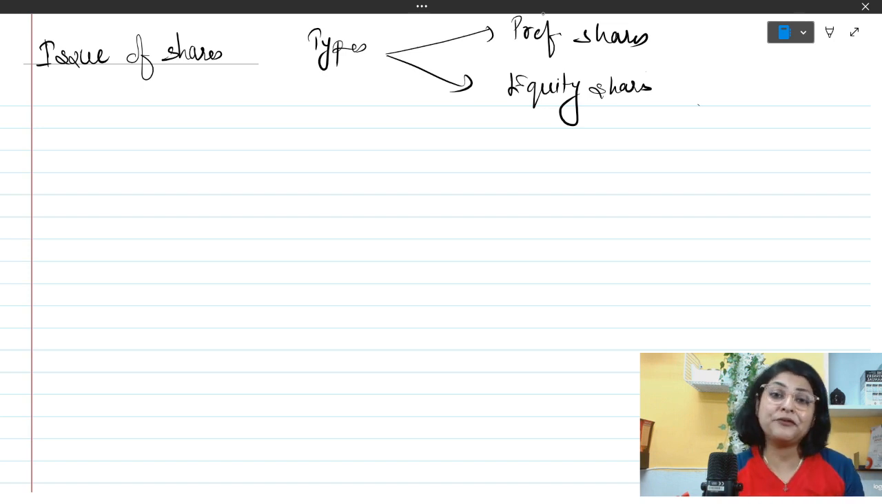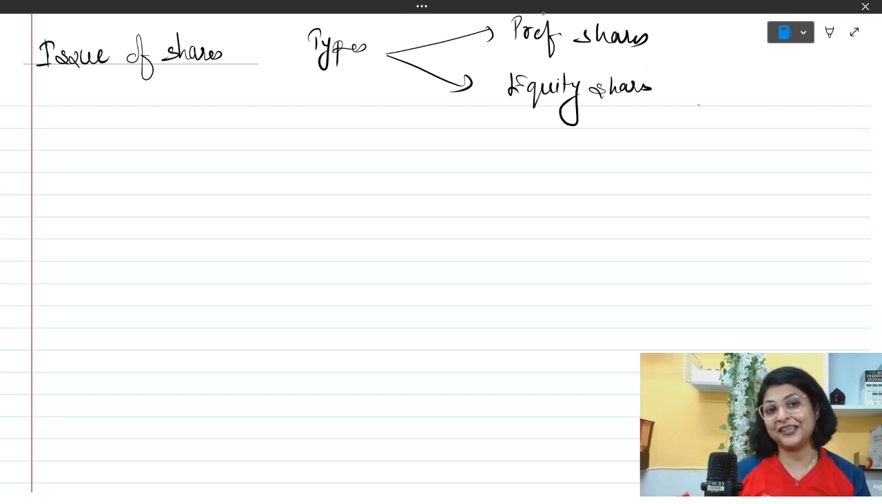Then the second preference is at the time of liquidation or winding up of the company. When the company goes into winding up or liquidation, first, after paying the outsiders' liability, preference shareholders will be paid their liability, meaning the capital will be returned to them, and then the equity shareholders' turn is going to come.